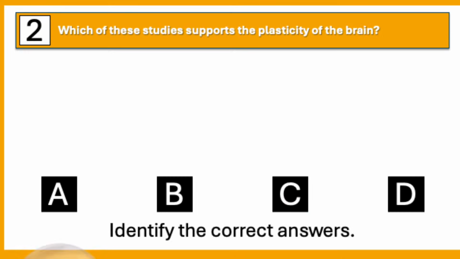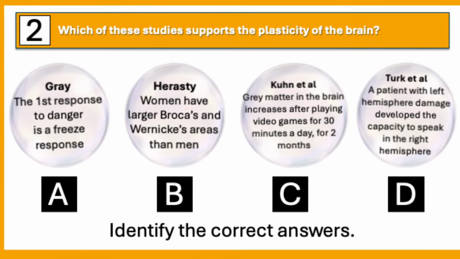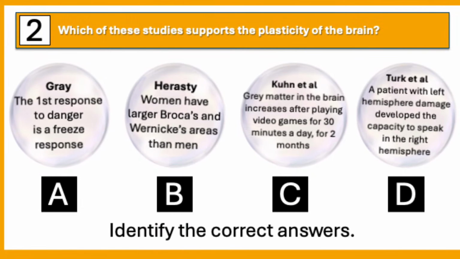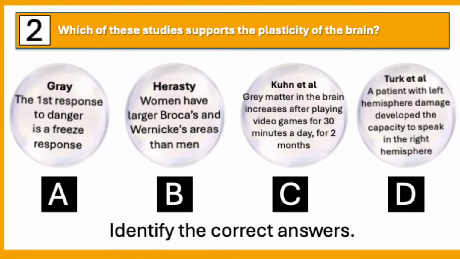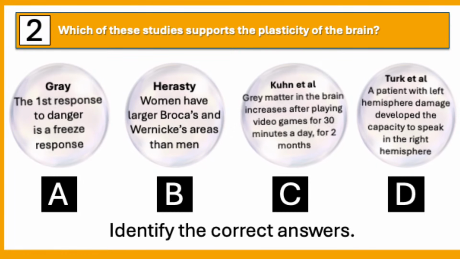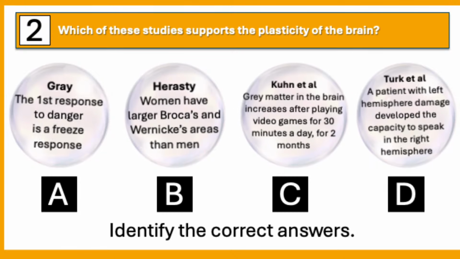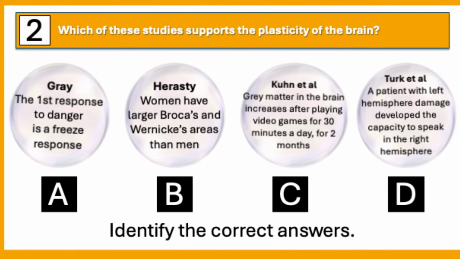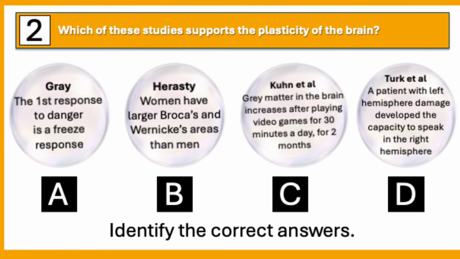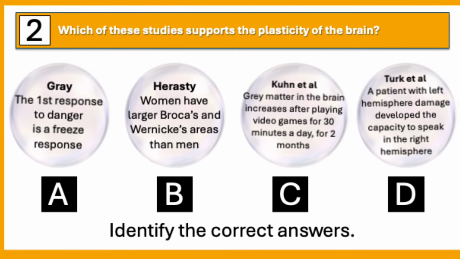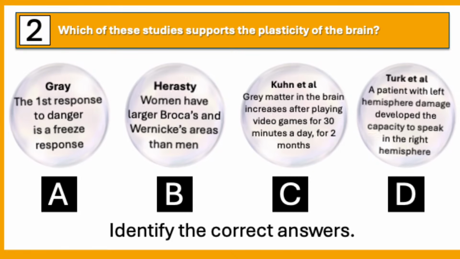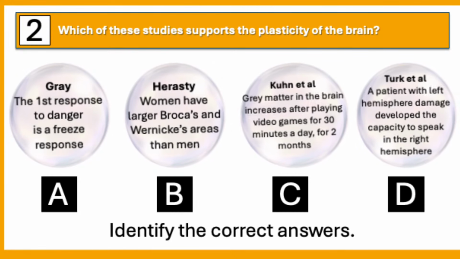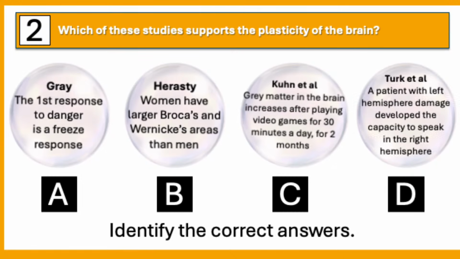Okay, let's have a look at number 2. Again, A, B, C, or D, or all of them. So which of these studies supports the plasticity of the brain? So Gray looks at the first response to danger is a freeze response. Hersey, women have larger Broca's and Wernicke's areas than men. Kuhn said grey matter in the brain increases after playing video games for 30 minutes a day for 2 months. And then Turk said a patient with left hemisphere damage developed the capacity to speak in the right hemisphere. So what do we think? A, B, C, or D?